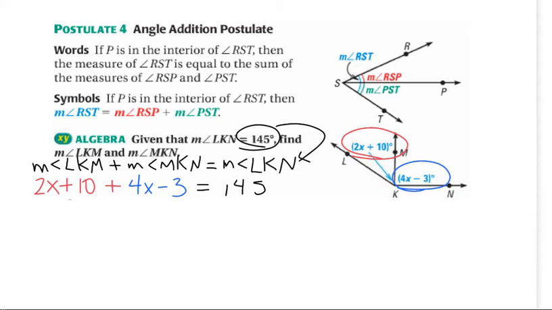Alright, so when you have solved for x, you should have gotten a 23 for the x. The 2 different degrees of your angles should be a 56 for the first one and an 89 degrees for the second one. And this is what your work will look like.